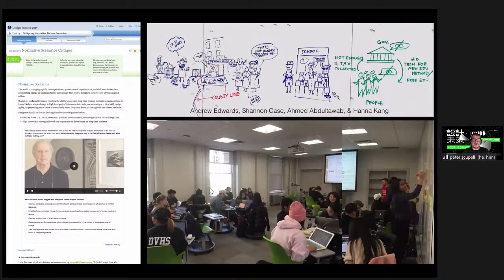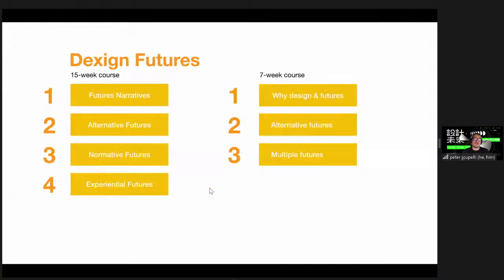The Design Futures class, I've taught it in two different ways. There's a 15-week version of the course in which we focus on four main units. The first unit is understanding narratives of the future. The second unit is understanding alternative futures. Third unit, normative futures. And the fourth unit is enacting an experiential future, in which students take a scenario and bring it to life.